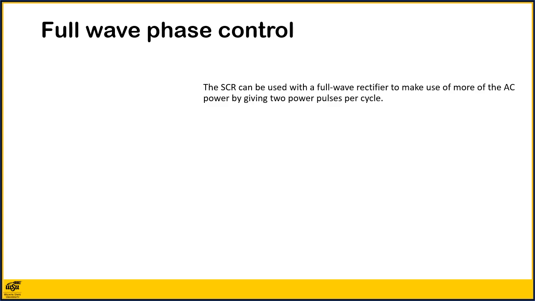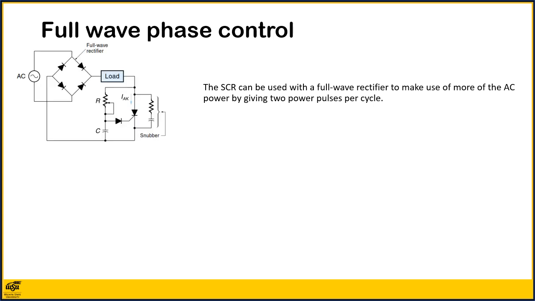The AC to DC converter circuits described in the last slide are half-wave rectifiers, which means only half of the potential AC power is used. The SCR can be used in conjunction with full-wave rectifiers to make use of more of the AC power by giving 2 power pulses per cycle. Such a circuit is shown and is known as a full-wave phase control circuit.